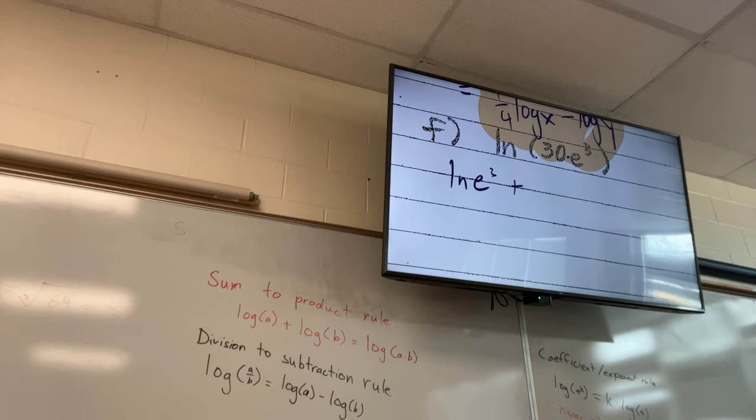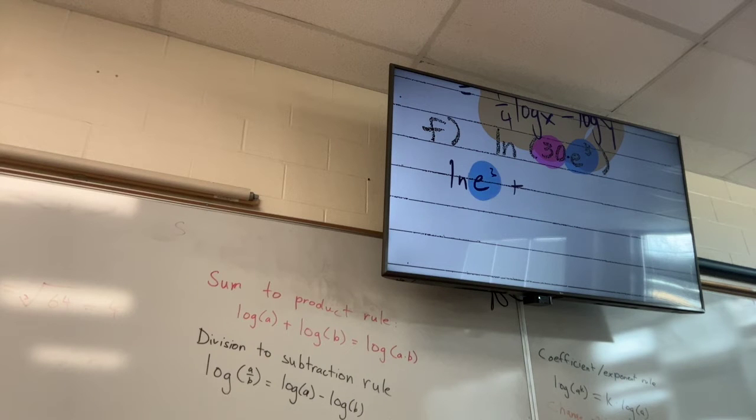That's like later. That's the coefficient exponent rule. So someone help her out. What two things are multiplied? What are my two factors inside my log? 30 and e cubed, right? So then it becomes the sum of the log of each of those. This is that pink 30 times that blue e cubed. So this becomes the log of just that blue e cubed plus the log of just that pink 30. Does that make any sense? Okay. So you got to practice our sum of product rule.